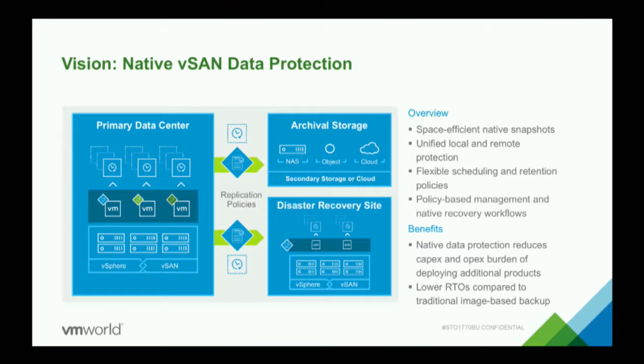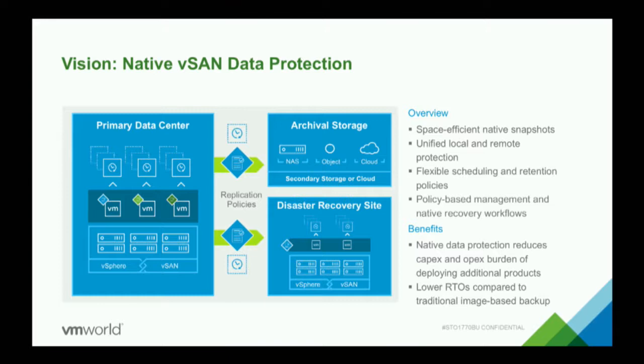as remote protection. And for remote protection, you can choose to send these snapshots to archival storage, like a cost-effective secondary storage, like NAS arrays, Data Domain, cloud object storage, any S3 compliant object storage, which will become your secondary storage. Or you can replicate the snapshots to a second vSAN cluster, in another site, or maybe even in the same site. So that's the overall vision of what we want to do with this native data protection.